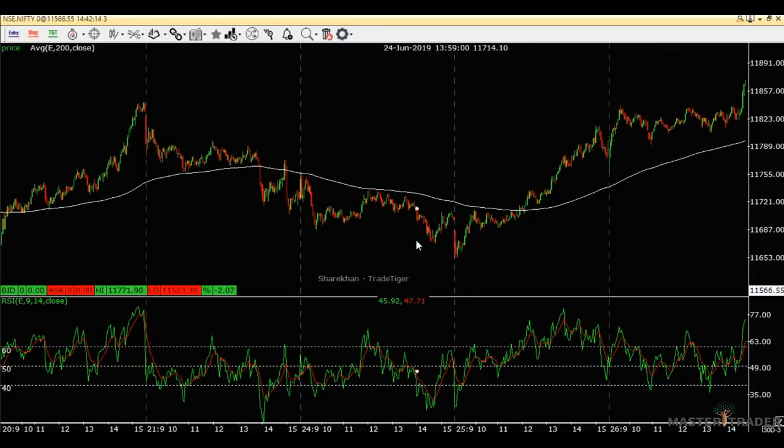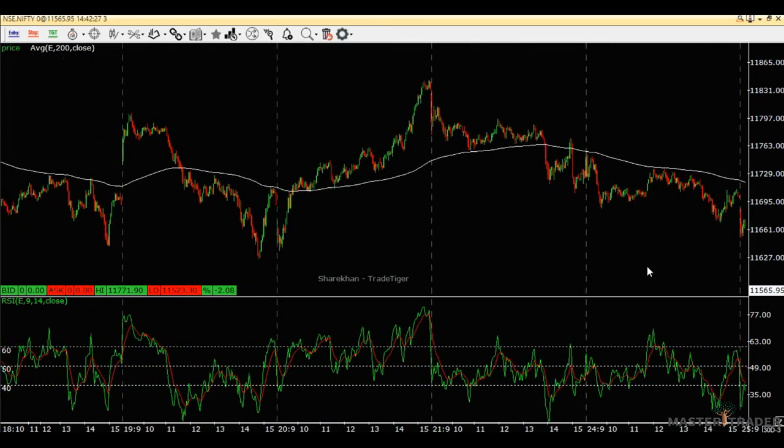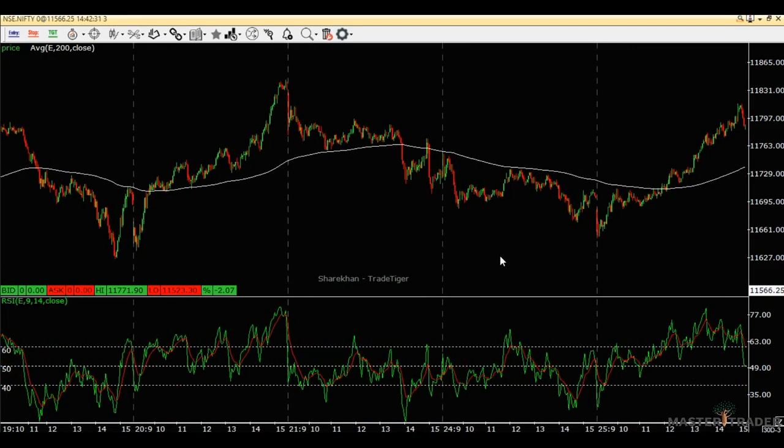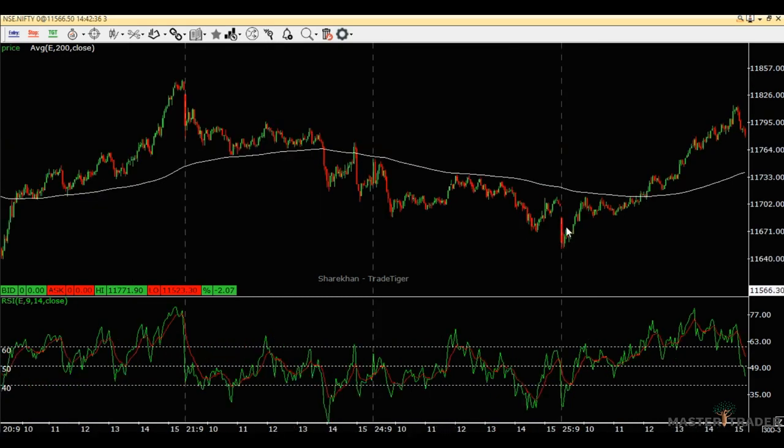All right, so let's look at our fourth example here. Again, we are looking at Nifty, and we are looking at the 25th June data. Let's see what trade we got for today. This was an excellent example, so let's look at this first technically.